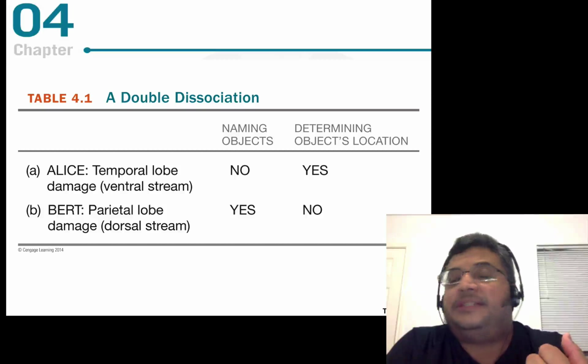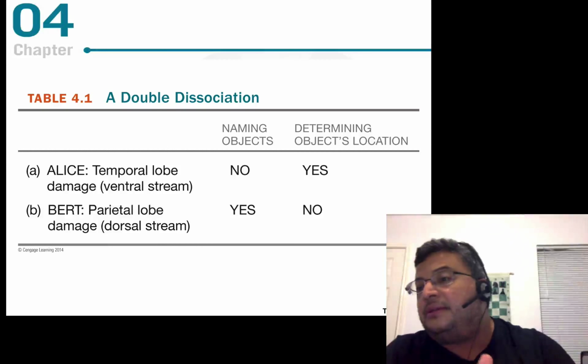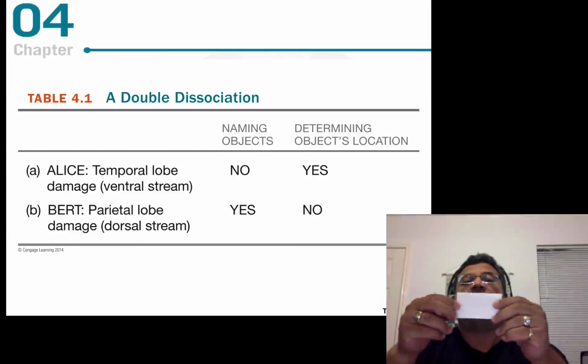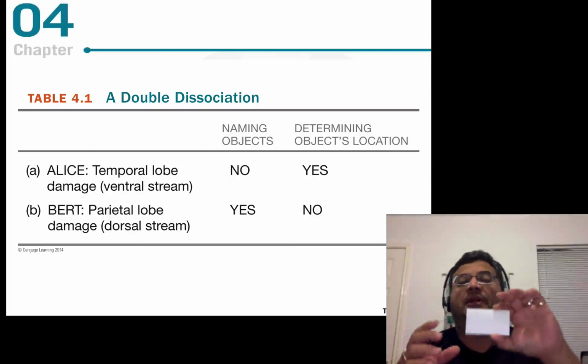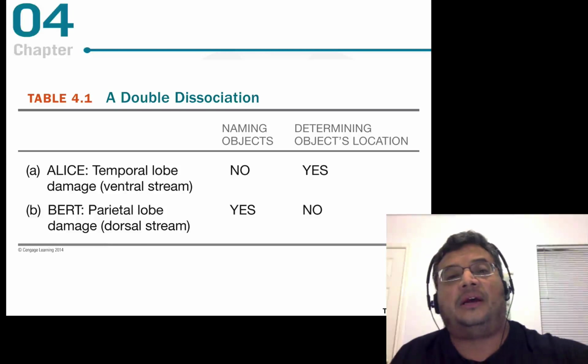So Alice might see this card. Here's a card, Alice, right? And what is that? And she'd say, well, I don't know what it is, right? But she would be able to describe very accurately where it's located in space.